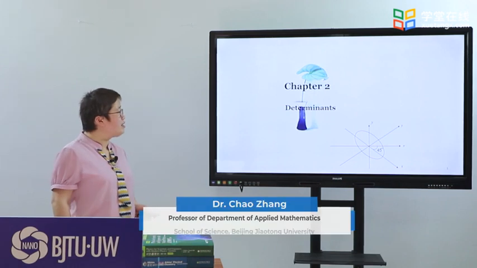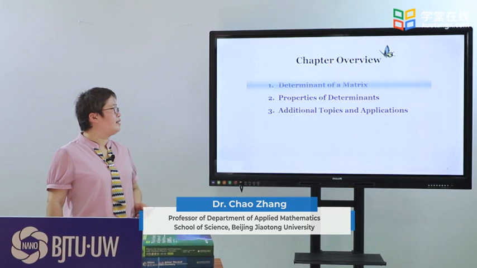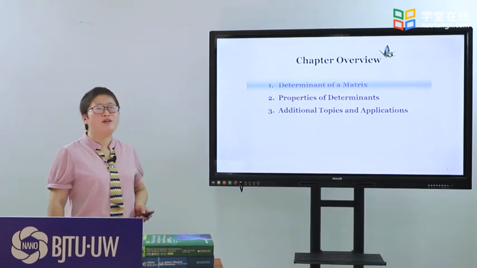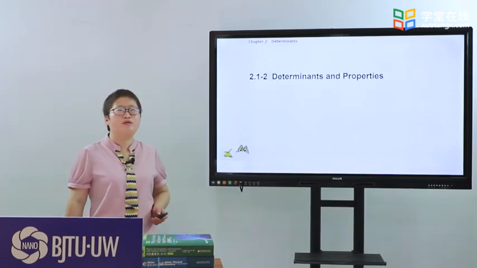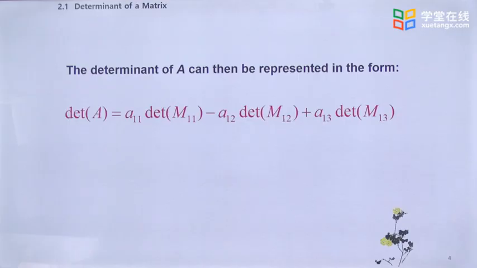Now we continue to learn Chapter 2, Determinants. For the determinant of a matrix, we consider Part 2, Determinants and Properties. For a 3 by 3 matrix, we can denote the determinant of A like here, and we can compute it like here, which is defined by a11 times the determinant of M11 minus a12 times the determinant of M12 plus a13 times the determinant of M13.